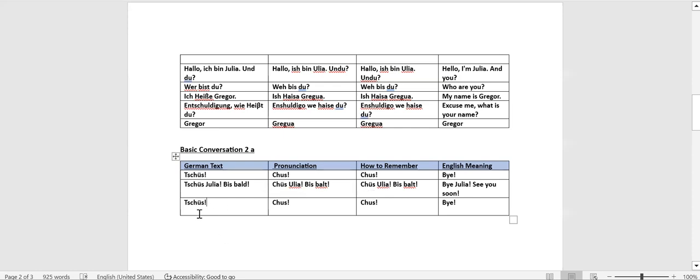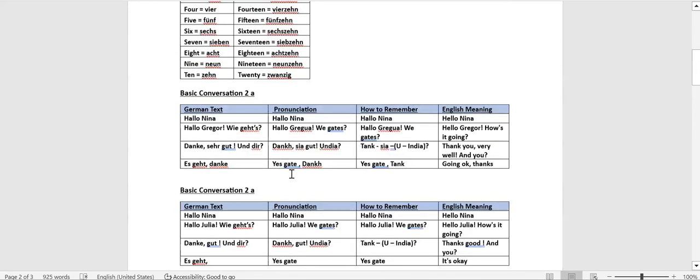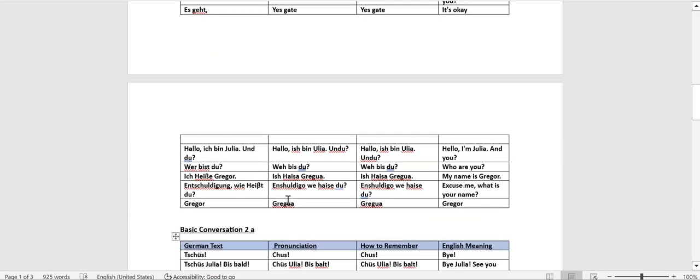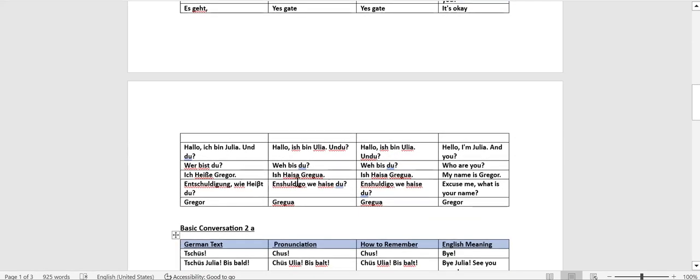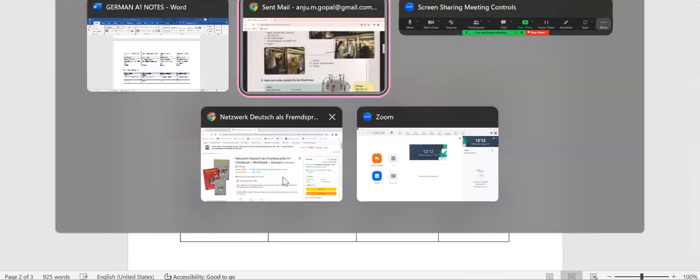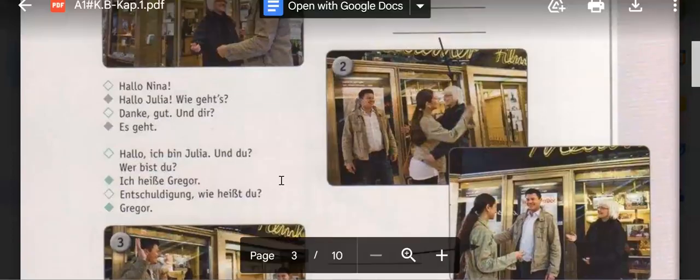Look at this word again. Tschüss. Tschüss means bye. So we have seen how they are saying hi, how are you, how are you doing, how are you feeling. Feeling good, all good. And then they are also introducing their names, and then they are saying bye to each other. That's what has happened in this very first conversation.